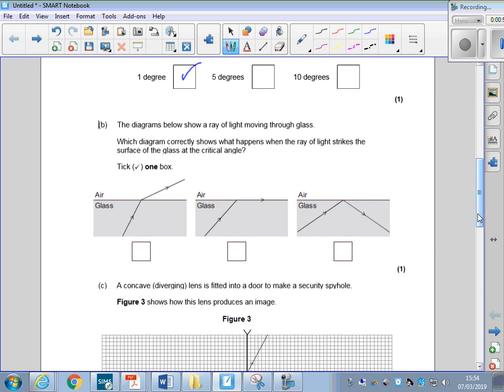So the diagram below shows a ray of light moving through glass. Which diagram correctly shows what happens when the ray of light strikes the surface of the glass at the critical angle? Okay, well here the light's not at the critical angle, it's coming out of the glass. Here we've gone past the critical angle because the light's being reflected back into the glass, total internal reflection. Here we're at the critical angle because we've just got to the point where refraction is sending the light down the surface of the glass. So that's our critical angle there.